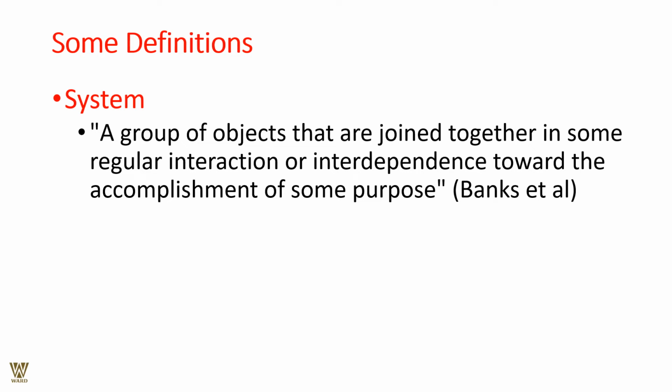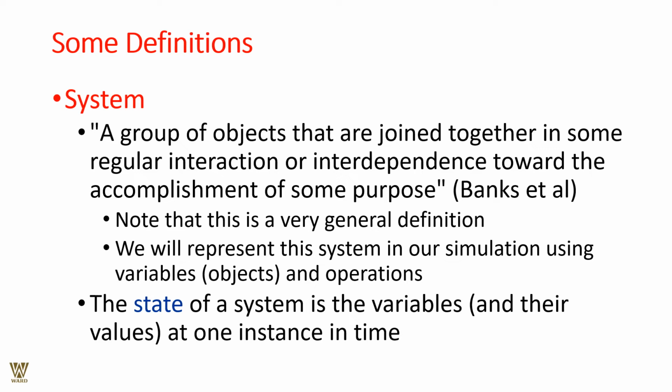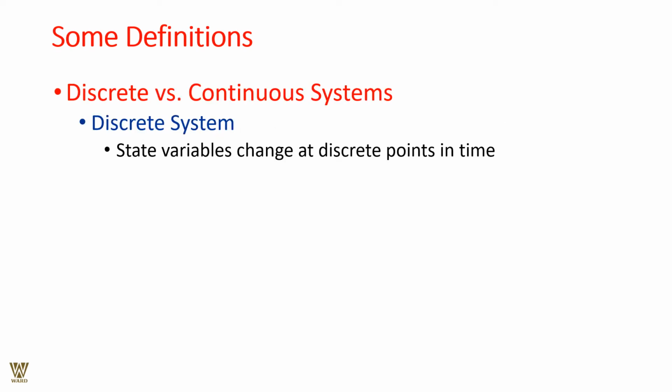We are talking about a system: a group of objects that are joined together in some regular interaction or interdependence toward the accomplishment of some purpose. This was stated by Banks way back. Note that this is a very general definition. We will represent the system in a simulation using variables, objects, and operations. The state of a system is the variables and their values at any one instance in time.